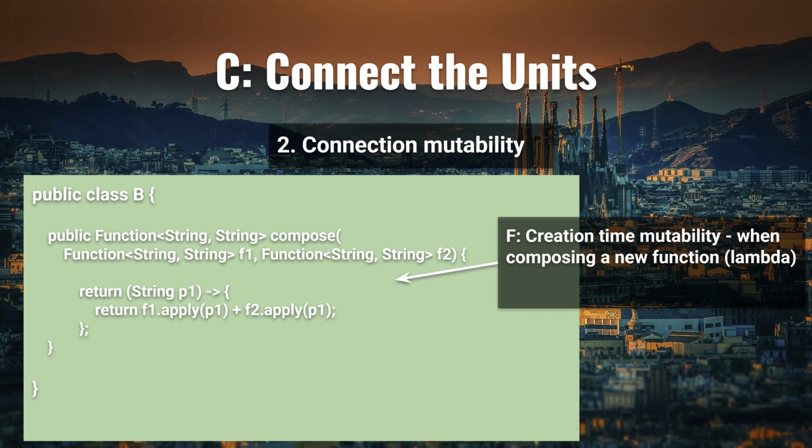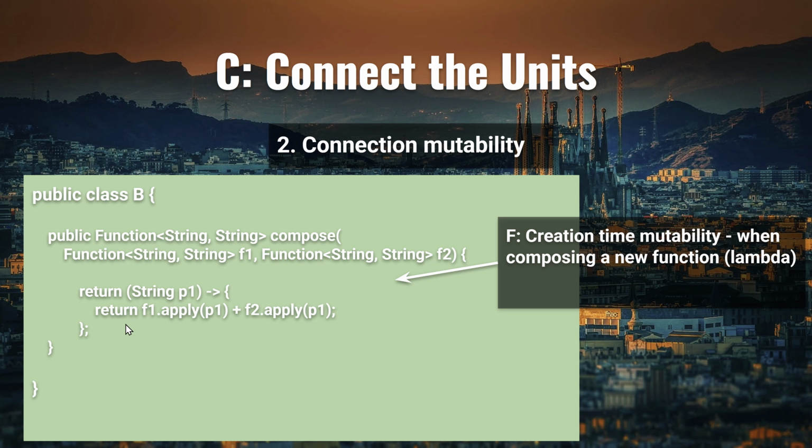By the way, the principles of connections and connection mutability do not only apply to classes and objects. They can also be used in functional programming, in function composition. In this example, I'm showing you an example of creation time mutability when composing a new function, actually a new lambda expression. We have a function here called compose, and compose is taking one function, f1, and another function, f2, as parameters.